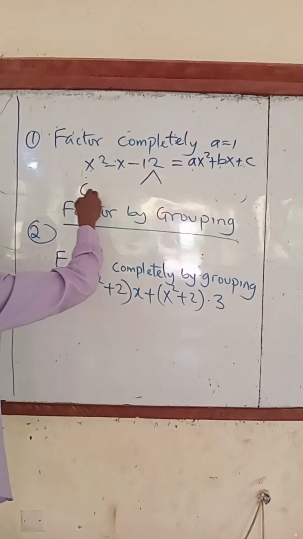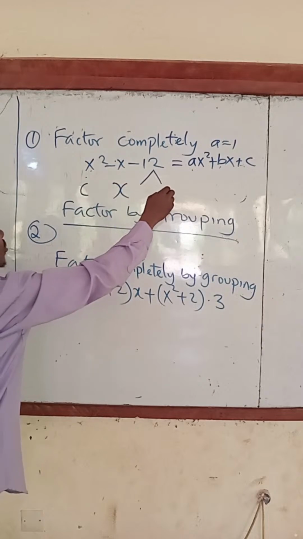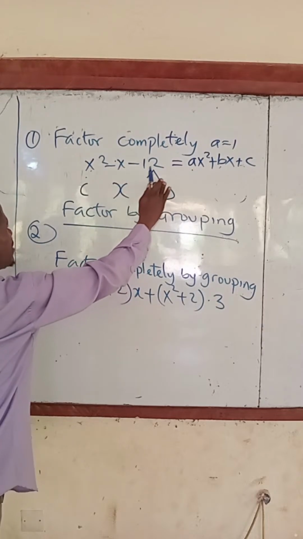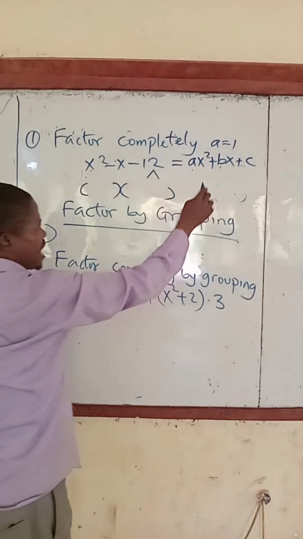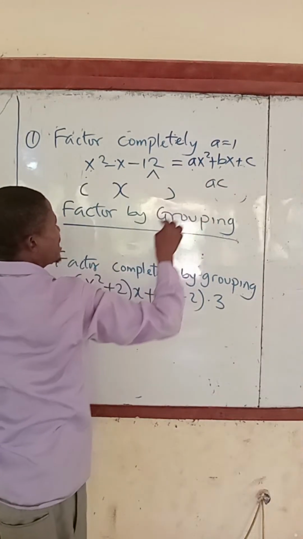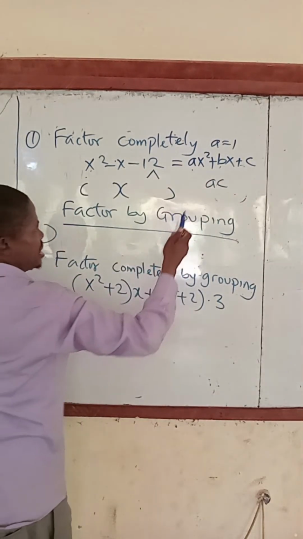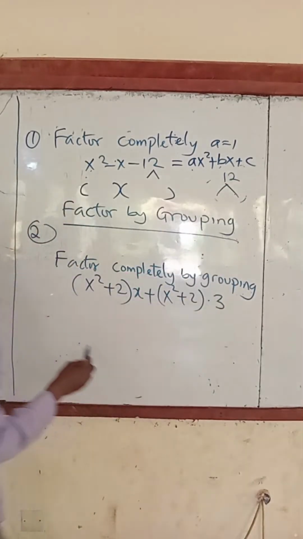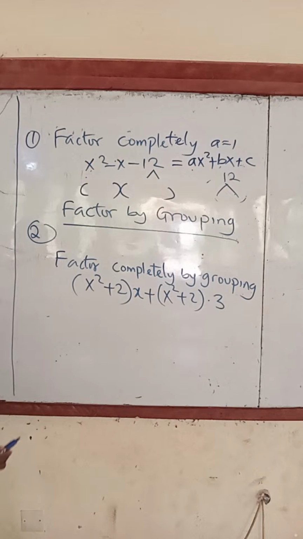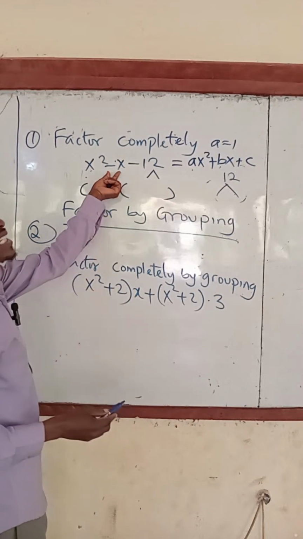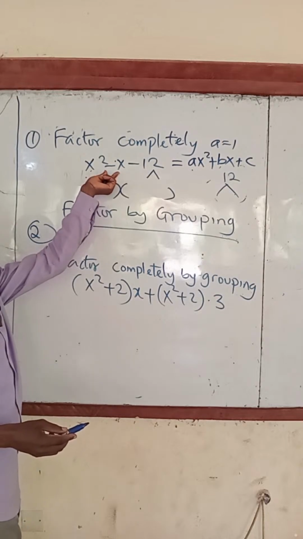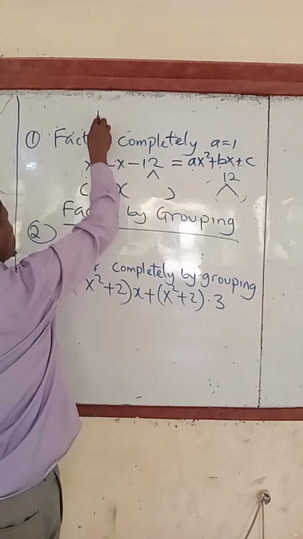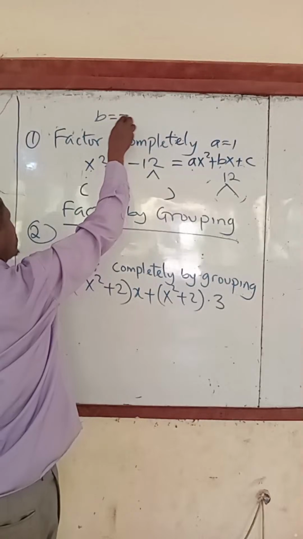Okay, so I'm going to open the brackets and close the brackets. So factors of 12 is what? Which I call AC. Let me just leave it as factors of 12. That's 6 and 2. But 6 and 2 can never give us -1. My b is -1.